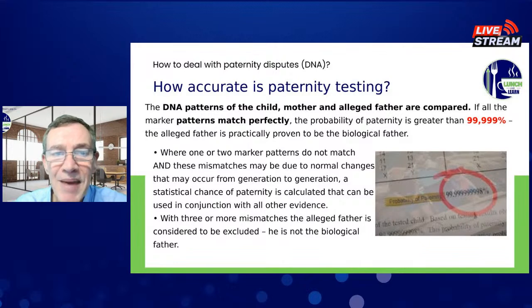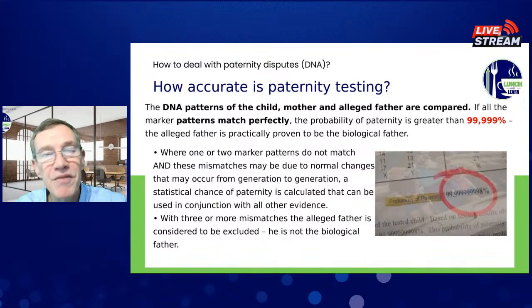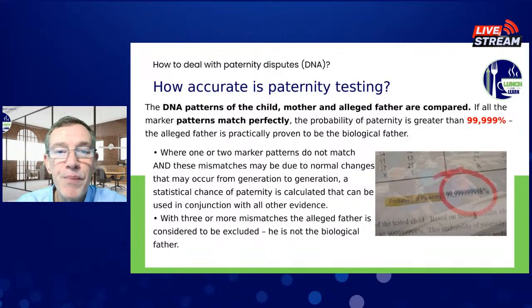So the DNA patterns of the child, the mother, and the alleged father are compared. And if the marker patterns fit perfectly, like in little blocks, then the probability of paternity is greater than 99.999%, and the alleged father then is proven to be the biological father.